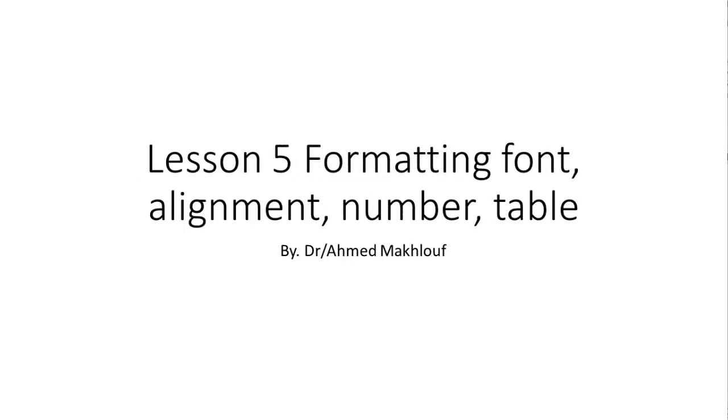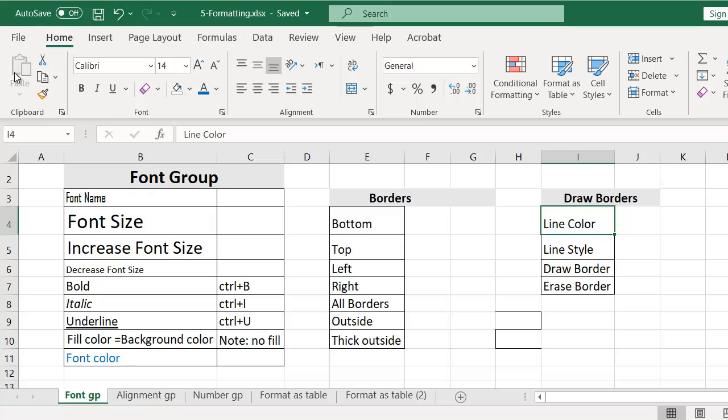Welcome to the fifth lesson in this series. Today we will talk about how you can format cells in Excel. As we said in previous lessons, the Home tab, as we see, consists of several options. These options are called the Home ribbon. The ribbon is subdivided into a number of groups. For example, clipboard, font, alignment, number, styles, cells.